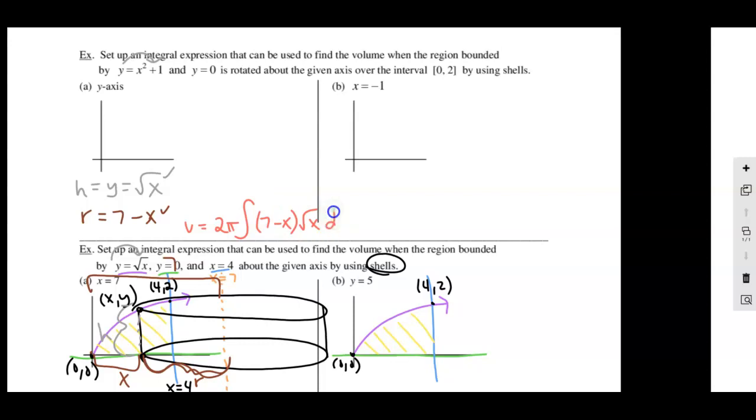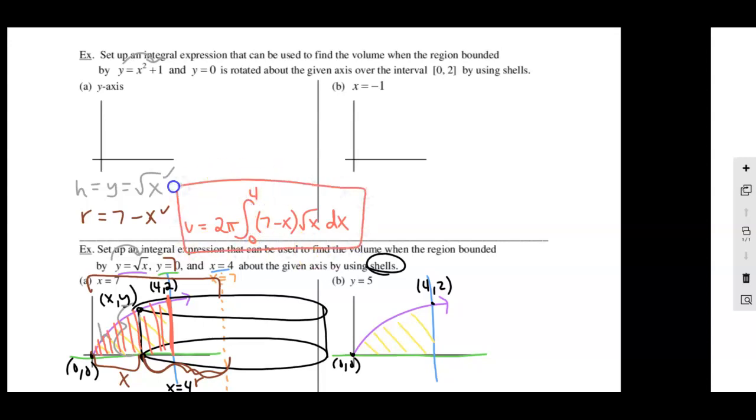But 2 pi r h, it doesn't matter which one you write first. And then the last thing is, what limits for the integral do we need? Where are these slices going to come from that generate the cylindrical shells? Well, they come from the region. We'd have all those shells starting with that first one at 0 all the way to the last one at 4. I do not go past 4. There's no slices between 4 and 7 because your region stops at 4. So from 0 to 4.